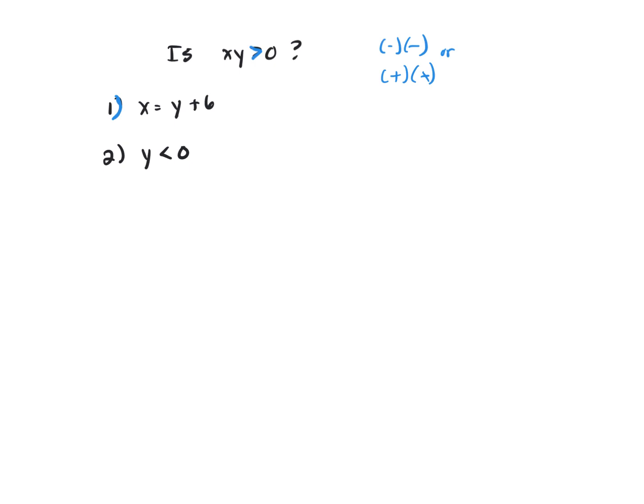And here, clue 2, y is less than 0. Y is always negative, but we don't know what x is. So clue 2 does not work by itself. So what you do now is put both of them together.